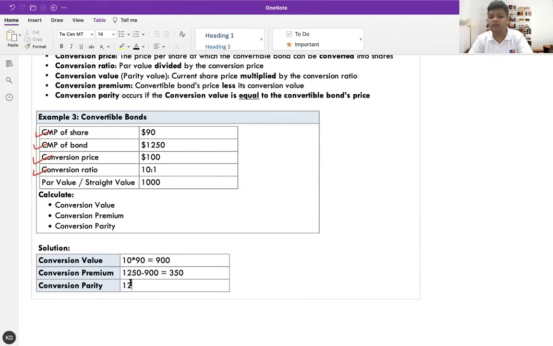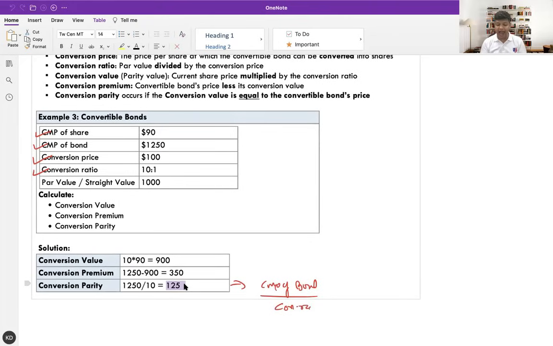Now, in order for my conversion value to become 1250, I'm going to get 10 shares. So what should be the share price, guys? The share price should reach 125. Then my investment will be recovered, isn't it? Clear? So what is the formula that I used? Conversion parity is current market price of bond divided by the conversion ratio. That will give me parity.